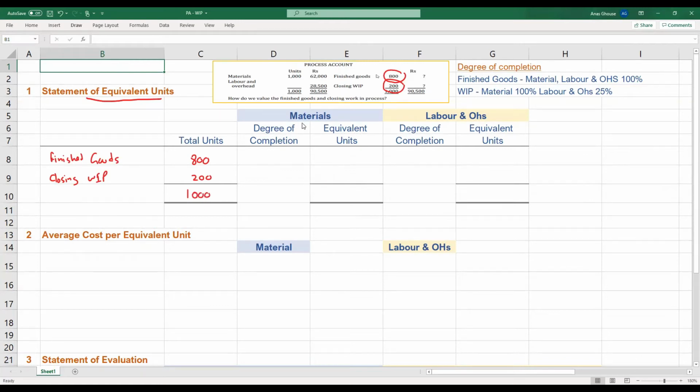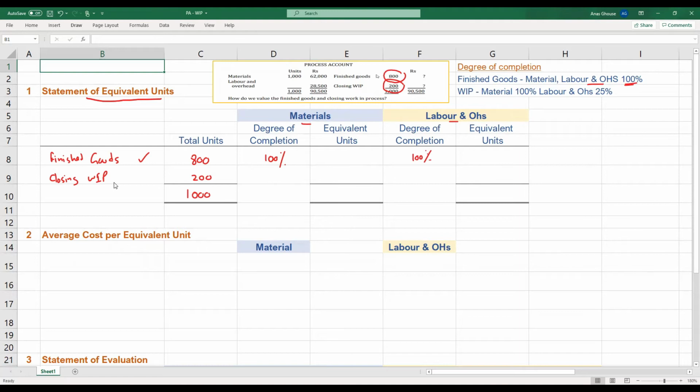Now with regard to materials and labor and overheads, let's take the degree of completion. With regard to finished goods, the material is completed 100%. So degree of completion is 100%. And with regard to labor and overheads, also 100%.